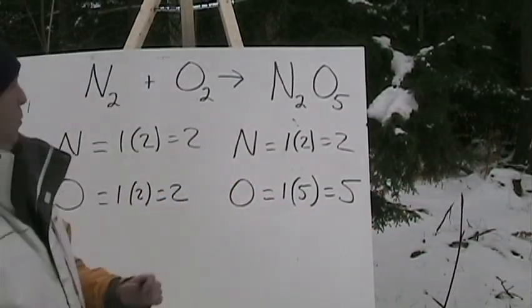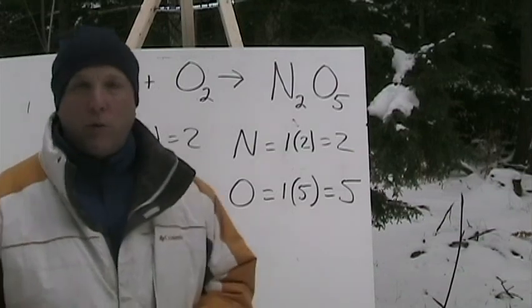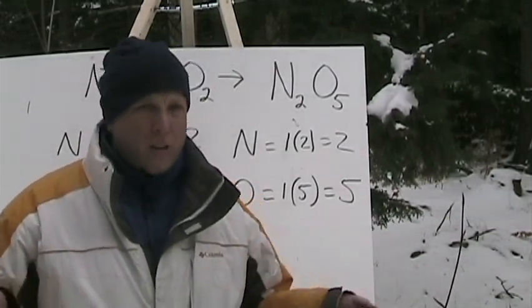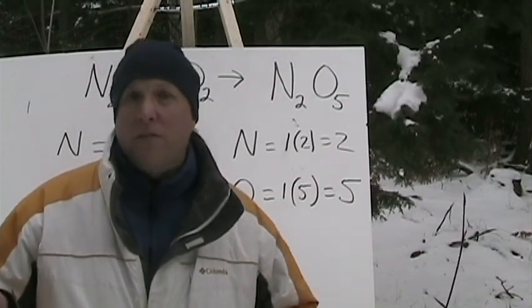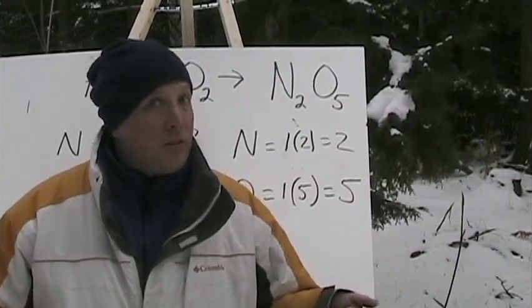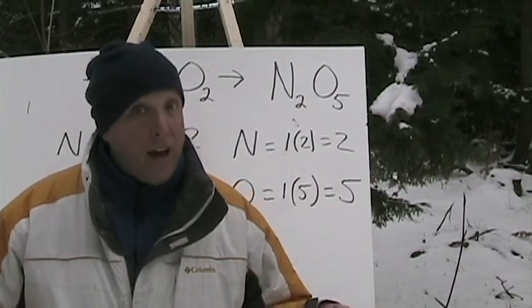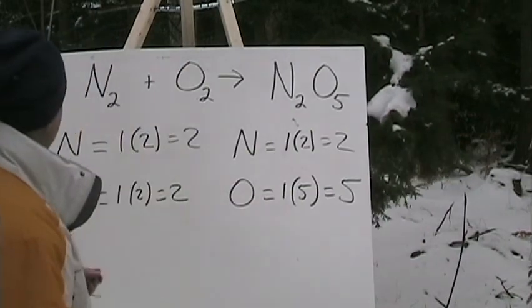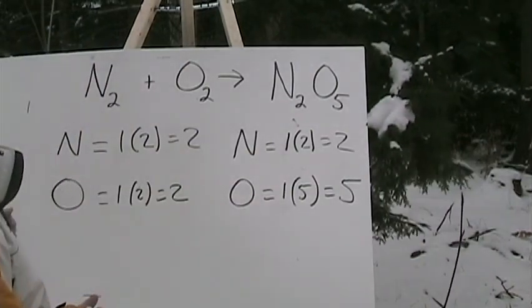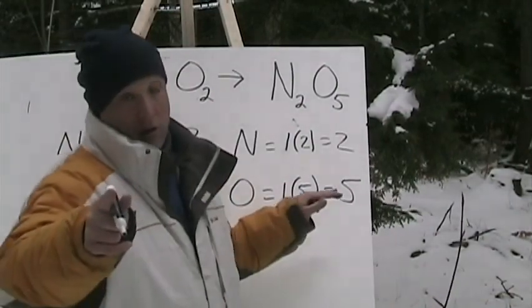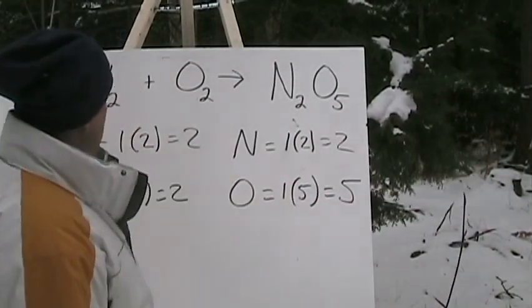So, with this one, it's actually a very interesting one. We're looking at finding the lowest common multiple. What is the lowest common multiple between 2 and 5? It would be 10. So we would have to multiply 2 times 5 to get 10, or 5 times 2 equals 10. All right, this one here, our nitrogens are just fine. They're balanced, but not for long. We're going to change this one over here soon.